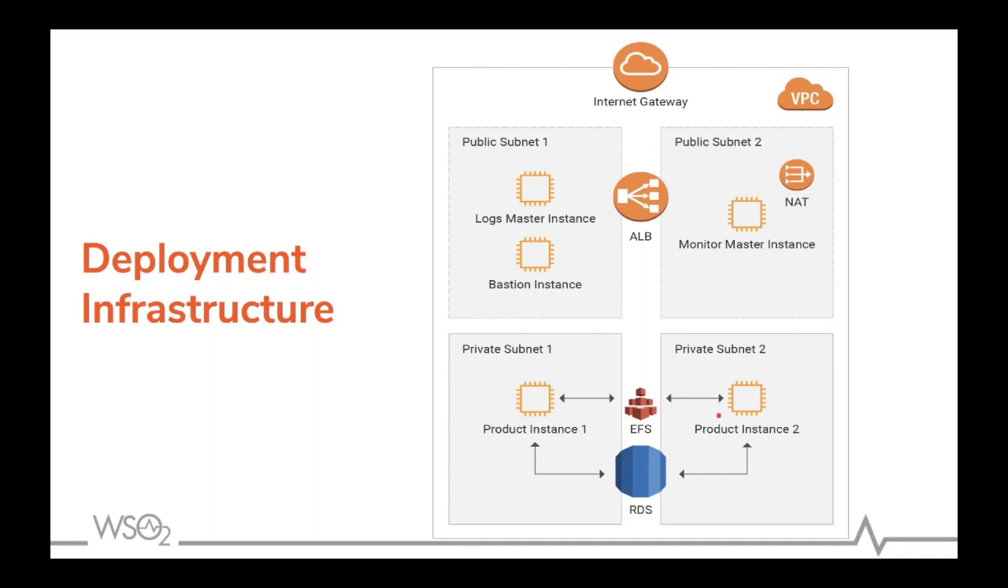So these will be basically our WSO2 product instances. We are also using an Elastic File System, also known as EFS, which is used to synchronize the artifacts within the two product instances. Also, we will be creating an RDS instance and pointing it to both of our product instances. This RDS instance is configurable in the CloudFormation template according to your preference, which could be either a MySQL database, or Oracle or Postgres database.